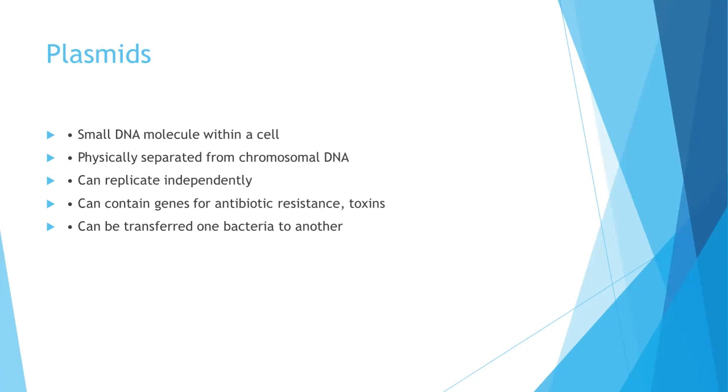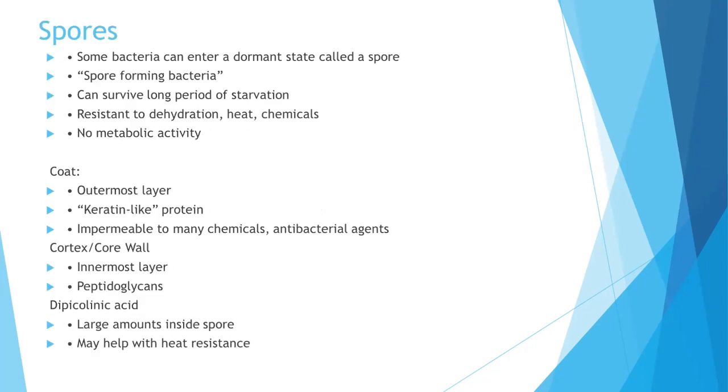Talking about plasmids. So plasmids are small DNA molecules within a cell that are physically separated from chromosomal DNA, can replicate independently, and can contain genes for antibiotic resistance. Toxins can be transferred from one bacterium to another.